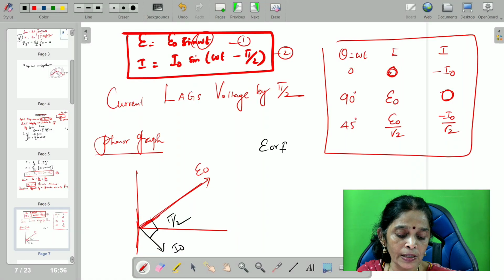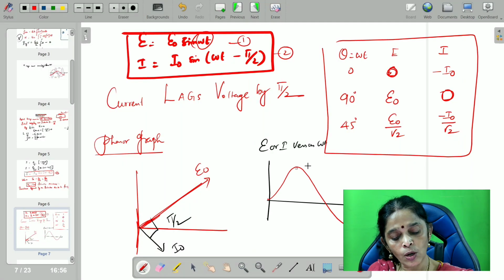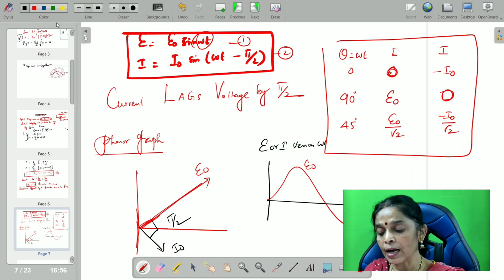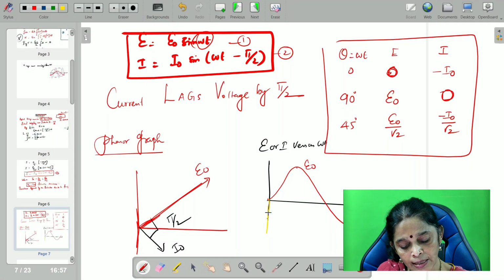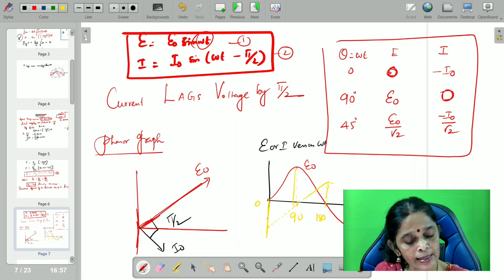Now E or I versus omega t. Here the red color one is E, sinusoidally varying with respect to time, whereas the current lags the voltage. So current is lagging the voltage, so I am just dropping it from the bottom. When it is maximum, it is 0. When it is 0, it is maximum. So like that, it just goes on. Therefore, you can say here, this is 90 degree. This is 180 degree. And this is 270 degree. And this is 360 degree.